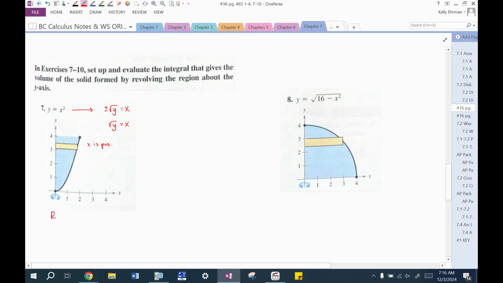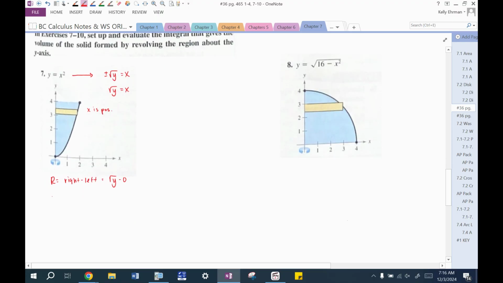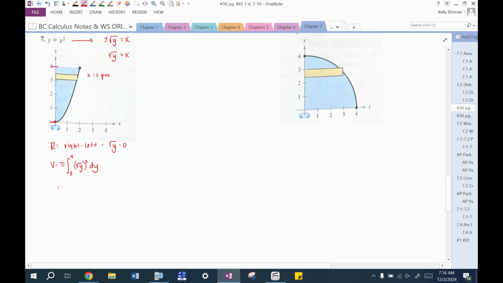All right, so r is right minus left. So that's going to be square root of y minus 0. Left is the x equals 0 line. And then the volume is still pi times the integral from, look at the y bounds now, so 0 to 4. Everything should be in terms of y, of square root of y squared dy. Right, so that is just pi times the integral from 0 to 4 of y dy.